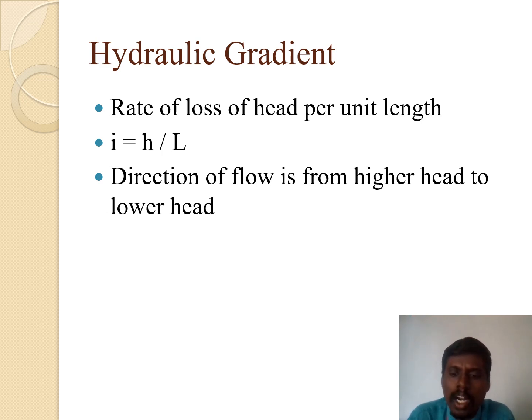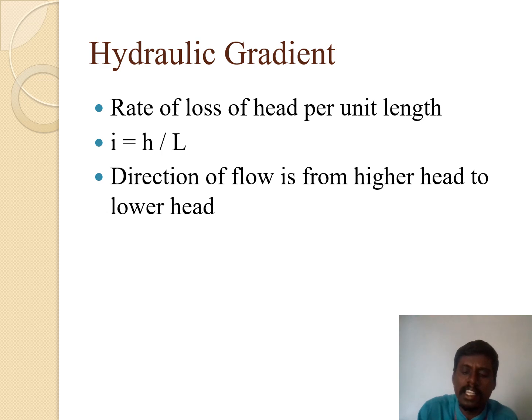One is H1, the maximum height, and the other is H2, the minimum height. So the level difference H1 minus H2 is called small h. Here there is a loss of head, and L is equal to the length of the specimen. So from this experiment, the hydraulic gradient, that means I, is derived as h by L.